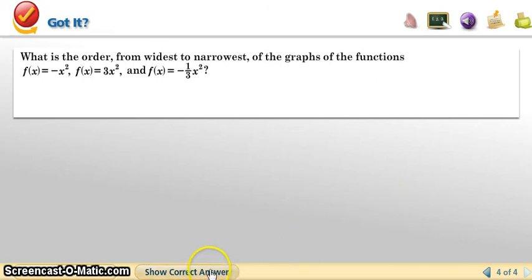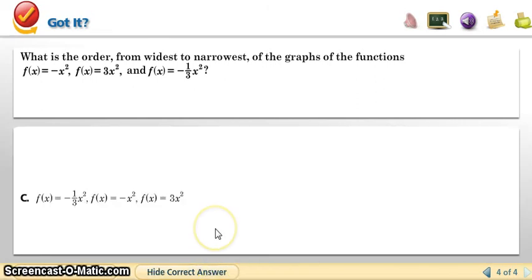The correct answer for this one is negative 1/3 x squared. That's going to be your widest graph. Remember, fractions make your graphs very wide. Negative x squared is the parent graph upside down, because remember, negative numbers make our graph go upside down. So it's still the x squared, it's just upside down. And then our narrowest graph there is the 3x squared, because we have an integer.